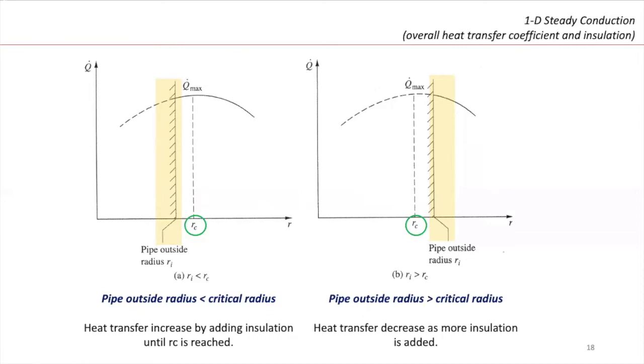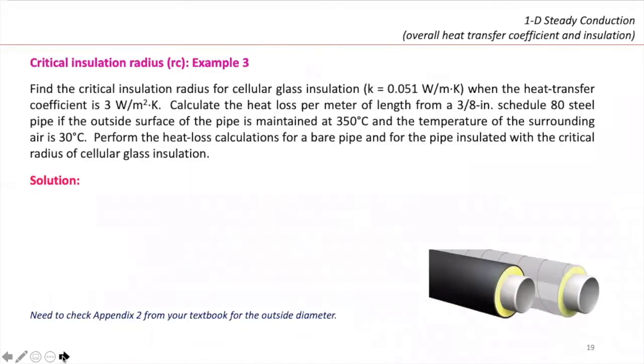Okay, so these more or less can help us determine, by comparing the outside radius with our calculated critical radius, if really adding more insulation is going to benefit or not, right? We have these two main cases. So let's calculate the critical radius of insulation in this pipe.